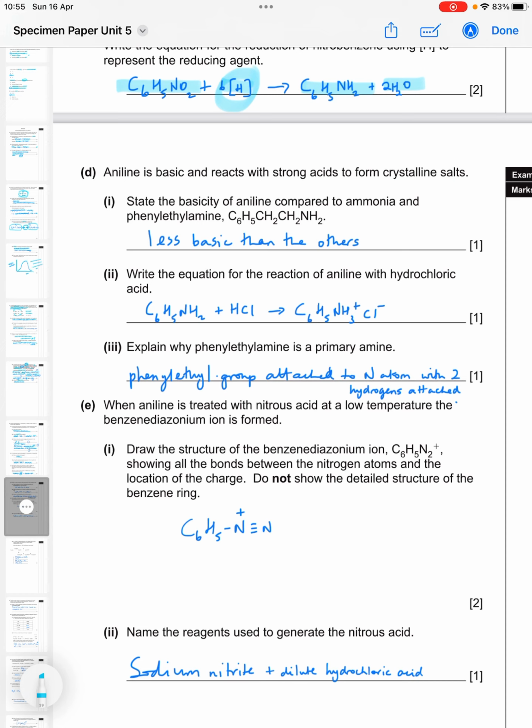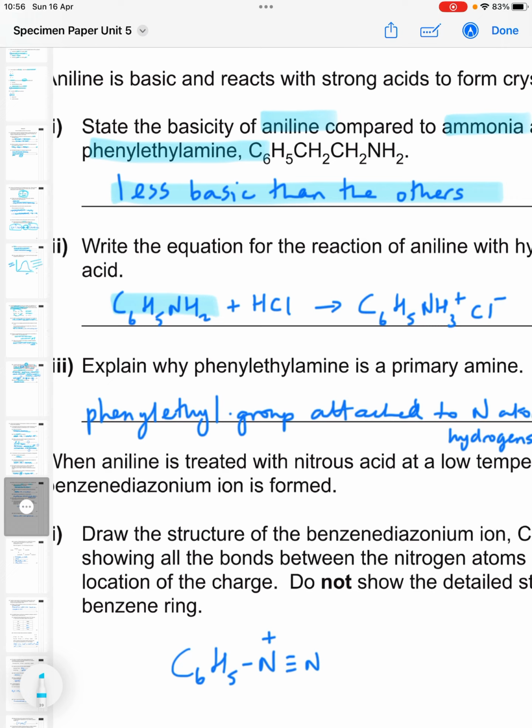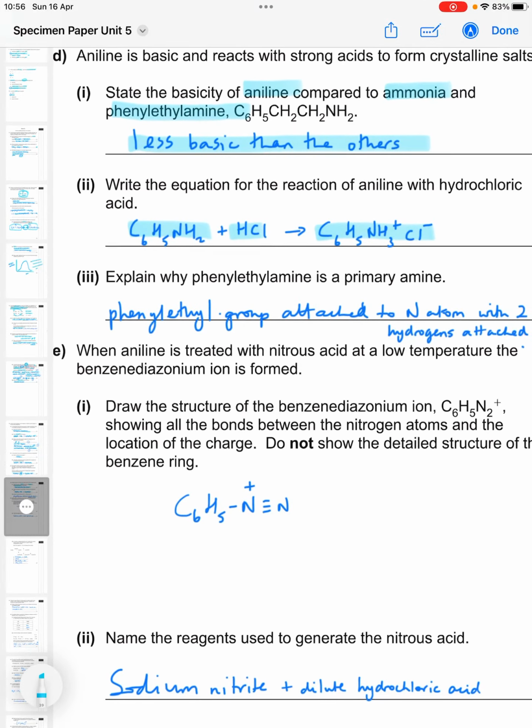So aniline is basic and reacts with strong acids to form crystalline salts. State the basicity of aniline compared to ammonia and phenylethylamine. So we've got ammonia and then this aliphatic amine. They're both more basic than the aniline, which is an aromatic amine. So the aniline itself is less basic than the others. Then write an equation for the reaction of aniline with hydrochloric acid. So aniline C6H5NH2, hydrochloric acid is HCl. We're getting then this C6H5NH3 plus Cl minus.